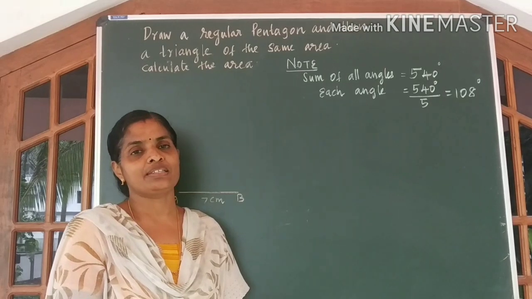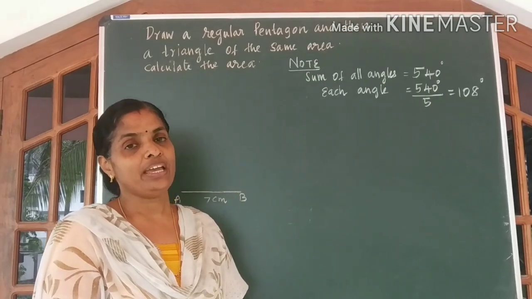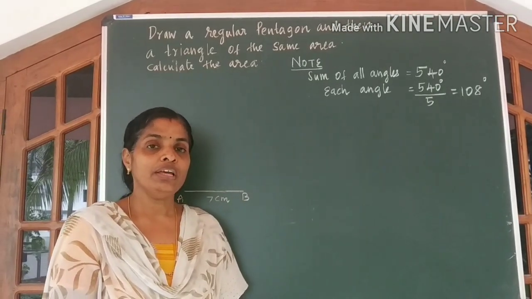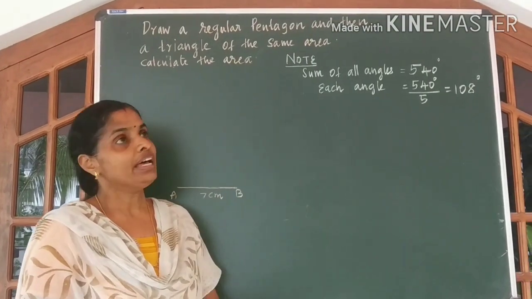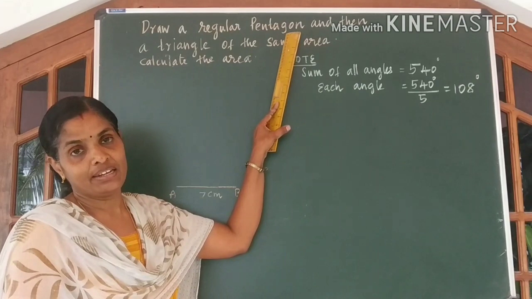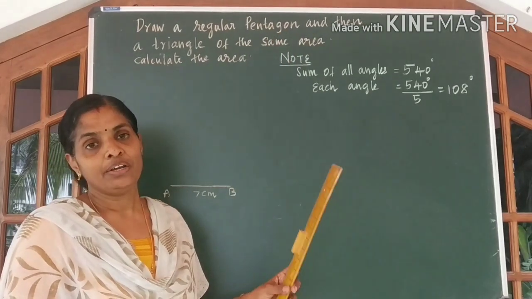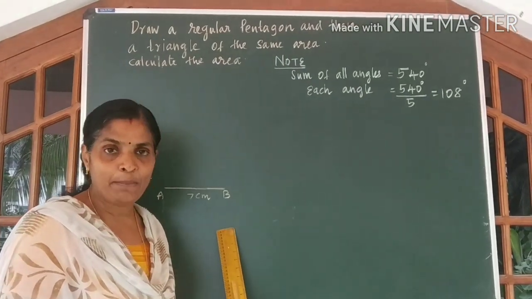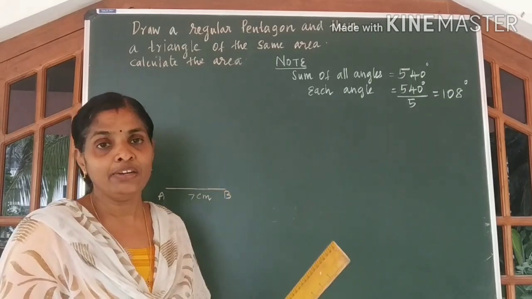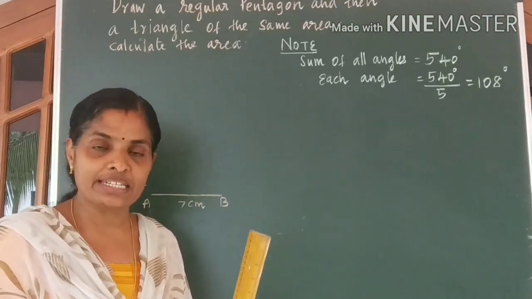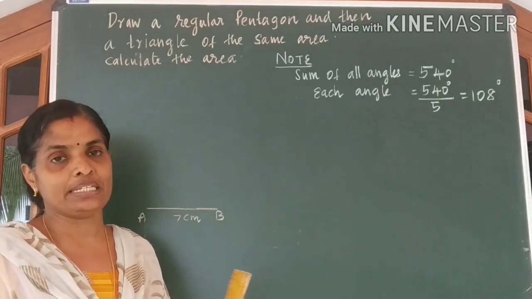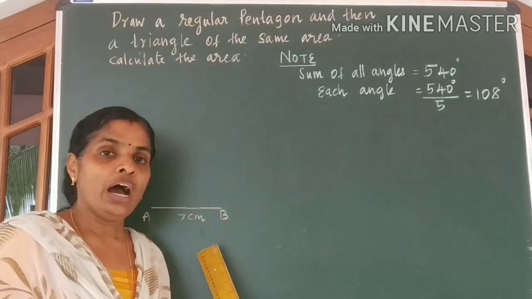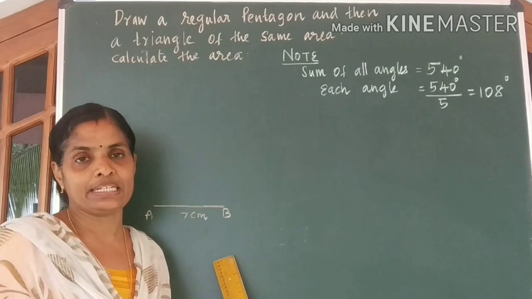Class on areas. Children, today we are going to draw a triangle equal to the area of a regular pentagon. First of all, you have to draw a regular pentagon and then you have to construct a triangle equal to the area of a regular pentagon. I will show you how to draw a regular pentagon.